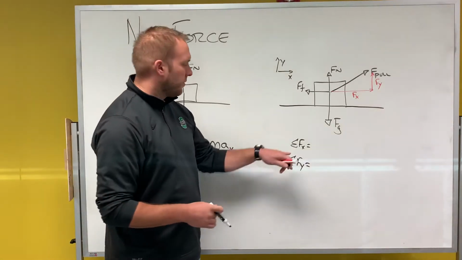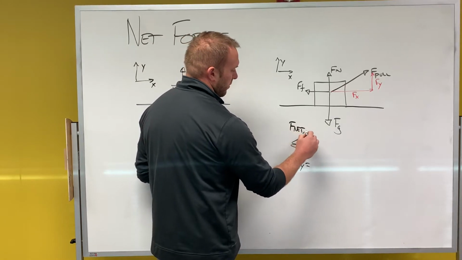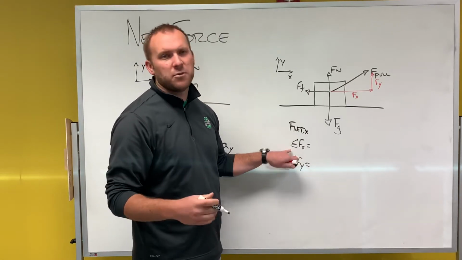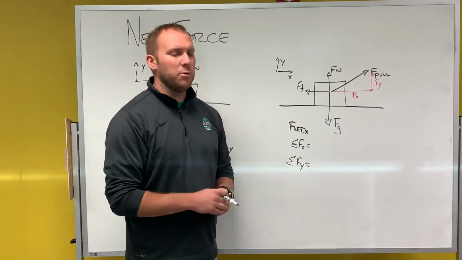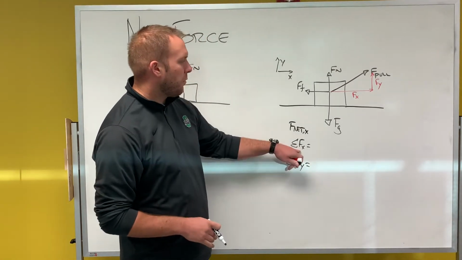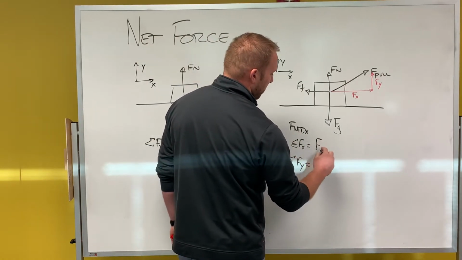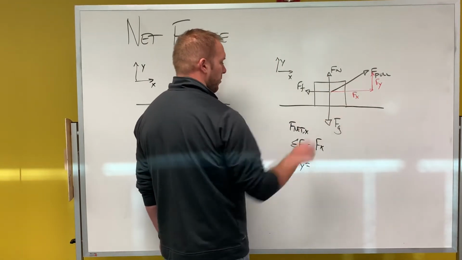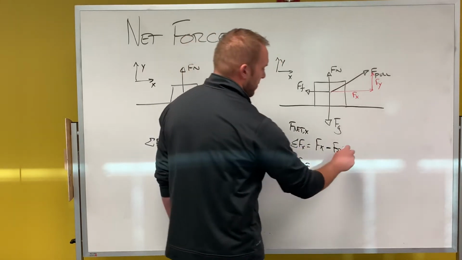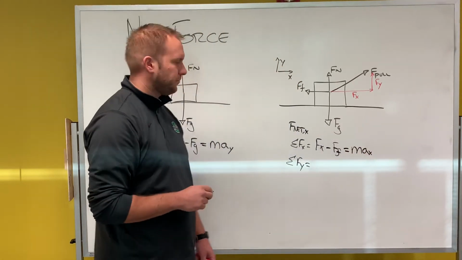So as I'm doing this, this is just a fancy way to write F net in the X direction. This sigma symbol here just stands for the summation, or adding up all the forces in the X direction, adding up all the forces in the Y direction. The forces in the X direction, if that's going to be my positive, are going to be the X component of my pull force, subtracted from my frictional force, and that's going to equal my mass times my acceleration in the X direction.